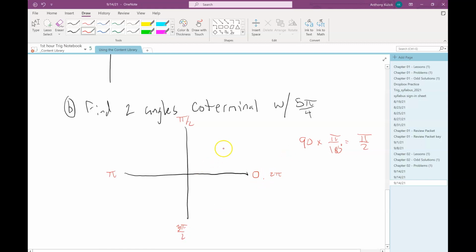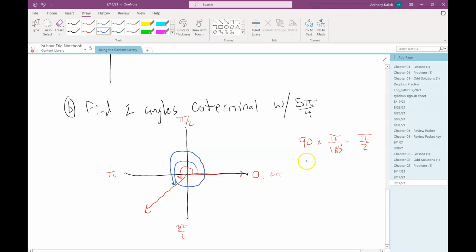So if I want 5 pi over 4, that's like 1.25 pi. So we're starting here at the initial side, rotating halfway in between 1 pi and 1.5 pi. So 5 pi over 4 should be right over there. If I want something coterminal to that, just like I did before, I could go forward once around and then go to that spot.